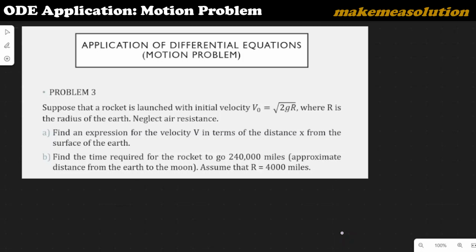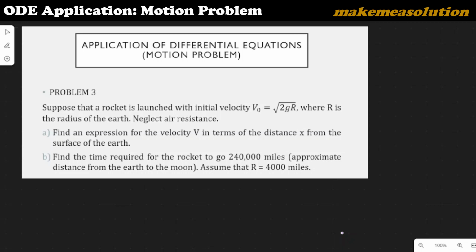Welcome to today's video. We are going to be learning the third problem of application of differential equations, which is a motion problem. Basically, we're talking about motion in terms of velocity, displacement, and acceleration. Let's dive into problem 3 right away.